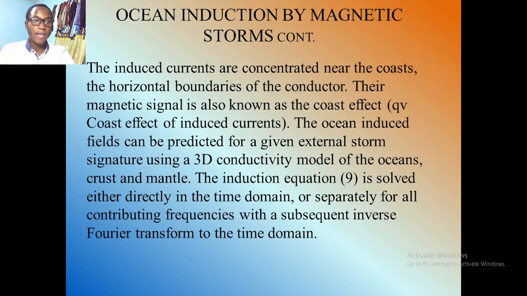The induced currents are concentrated near the coast and the horizontal boundaries of the conductor. Their magnetic signal is known as the coast effect. The ocean-induced fields can be predicted for a given external storm signature using a 3D conductivity model of the ocean. The induction equation 9, which has been shown previously, is solved either directly in the time domain or separately for all contributing frequencies with a subsequent inverse Fourier transform to the time domain.